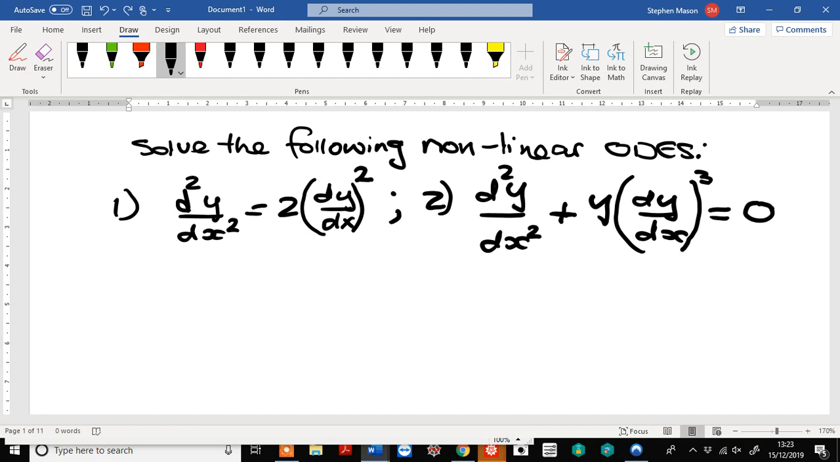One needs to use a substitution in these particular cases because we're just dealing with a variable y and a variable x, and especially since we have not got a y term here in this particular case, we can just go straight ahead and use a substitution. dy by dx equals p, right? Okay, so we can use that substitution in both of these cases.